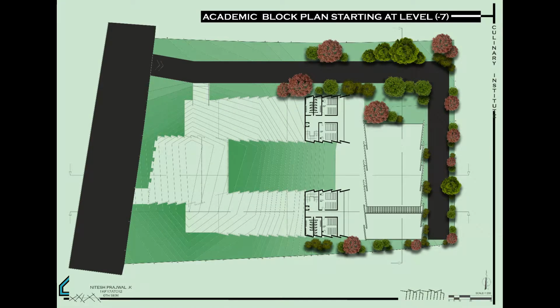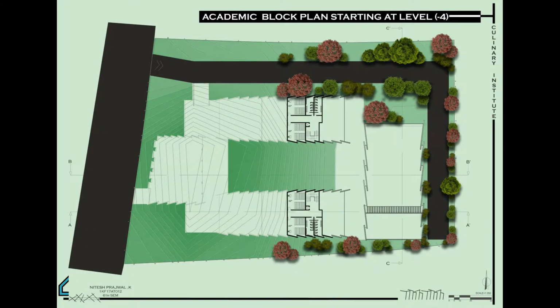Academic block plan starting at level -7. The academic block is placed on the slope in the site and is designed as a step. The academic block has two entrances, from the admin block and also from the auditorium and canteen block. As we enter the academic block, it is linear in plan, where classrooms are placed on both sides, and there are two academic blocks placed parallel to each other between green spaces.